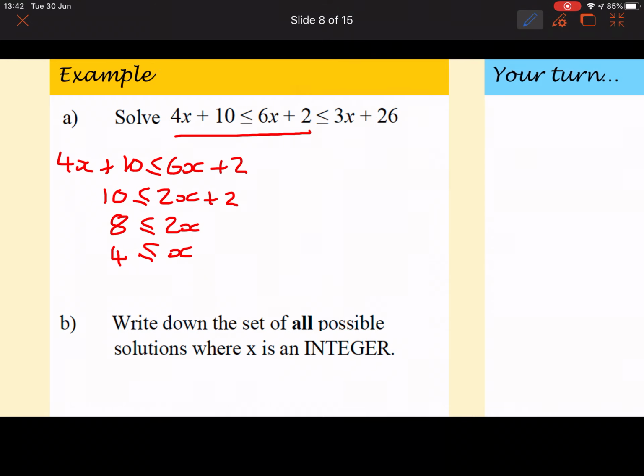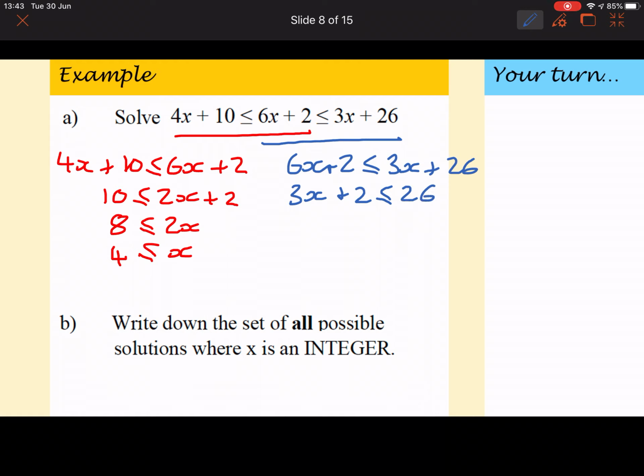Now let's have a look at the other 2 sections. So again, I'm using that middle bit twice. I'm going to rewrite it, but with the right-hand inequality. So 6x plus 2 is less than or equal to 3x plus 26. Take away 3x, we've got 3x plus 2 is less than or equal to 26. Take away 2 and divide by 3, sorry, to get 8.